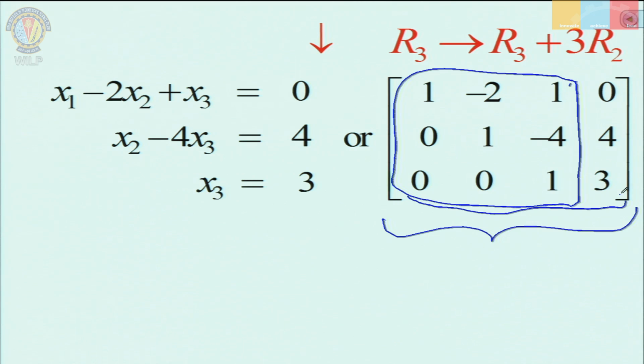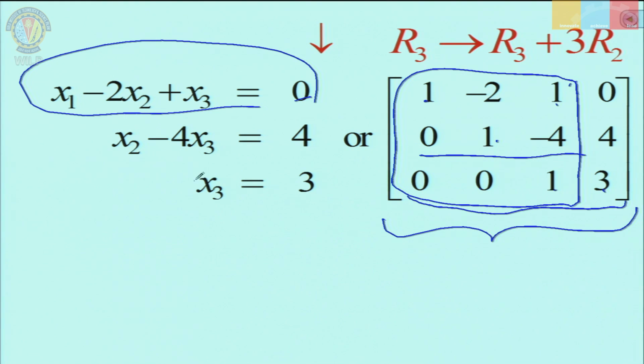So, look at here, what is the meaning of this one? 0 into x1 plus 0 into x2 plus 1 into x3 is equal to 3. So, x3 is equal to 3. What is the meaning of second row? 0 into x1 plus 1 into x2 plus minus 4 into x3 is equal to 4. So, that is x2 minus 4 x3 is equal to 4. What does the first one mean? 1 into x1 minus 2 into x2 plus 1 into x3 is equal to 0. That is this one. Okay.